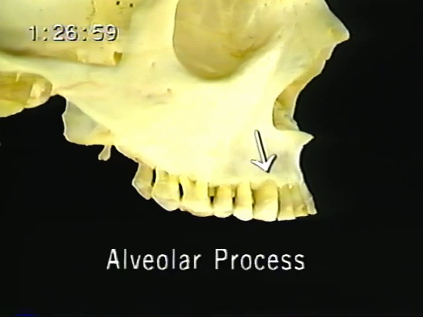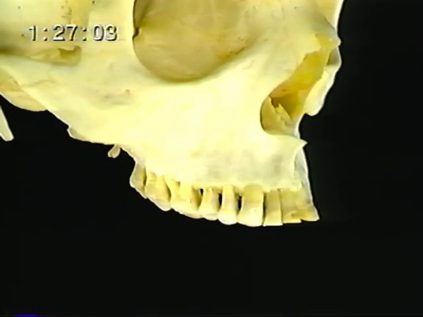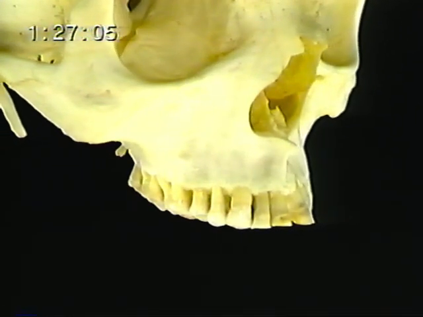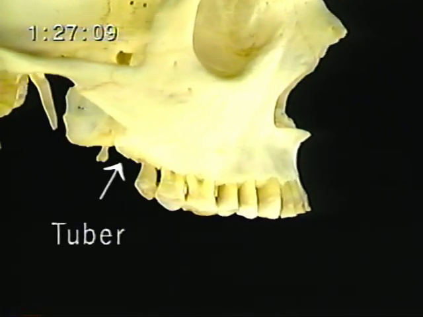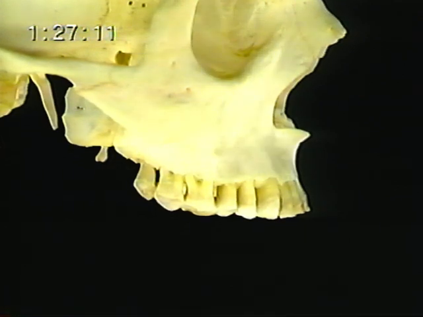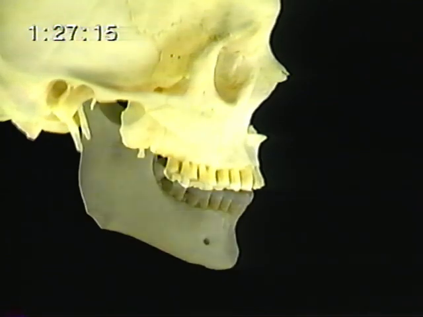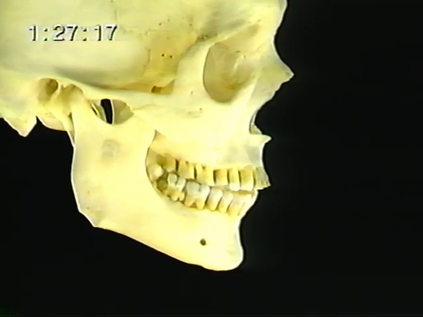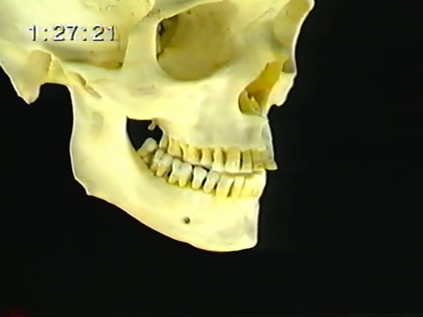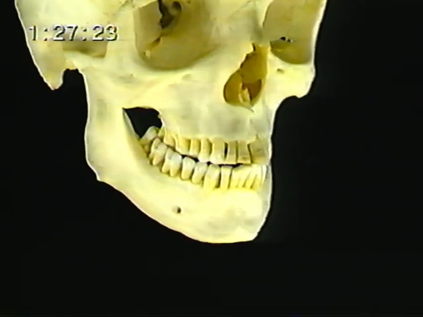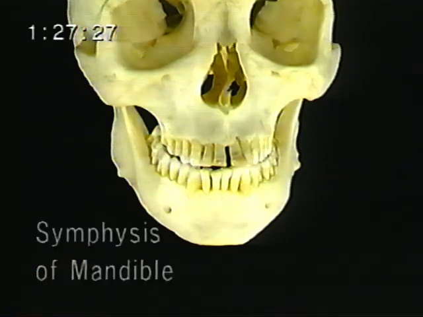The part of the maxilla that bears the teeth is called the alveolar process. We'll look at the teeth later in this section. The alveolar process ends behind at the tuber. Now we'll bring the mandible into the picture. The mandible develops from two originally separate bones, one on each side, which fuse together here at the symphysis.